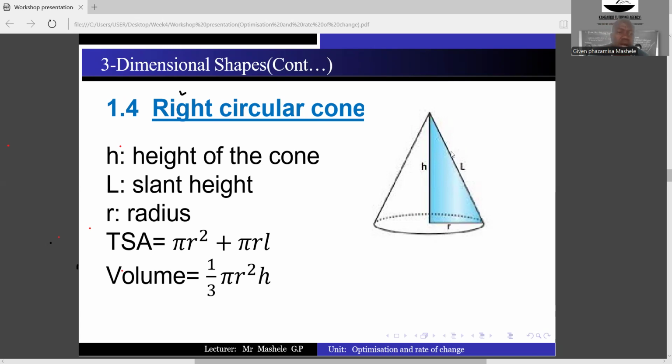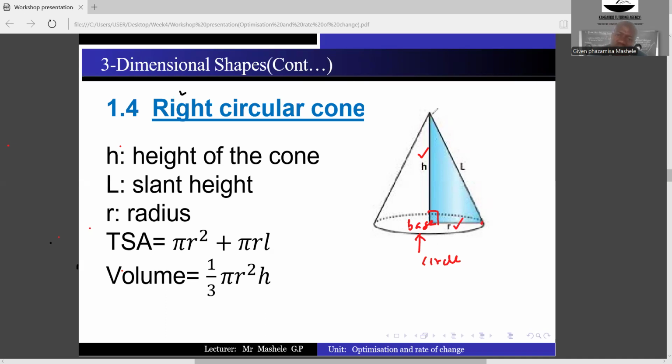Now, a cone will have a base here. This will be the base of the cone, which is actually a circle. And if this is the base, the vertical part will be the height, as I said. Since this base is a circle, it has what you call the radius. And this is the radius.